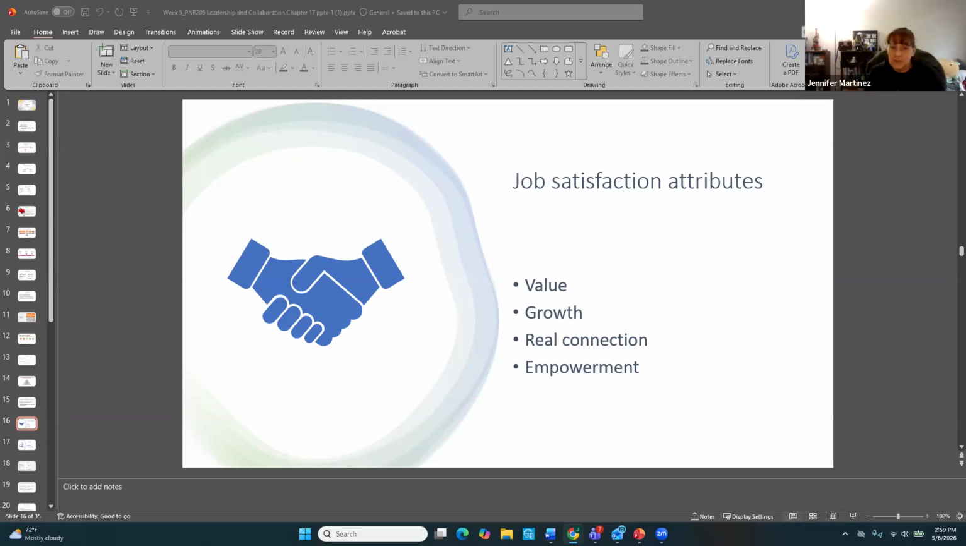Who's ever worked in a place where you just come in, you do your job and leave? You weren't able to build relationships with the people there. It was just more of an uncomfortable situation. Has anybody ever worked in a place like that? Janika's like, yeah. Okay. Does it make you want to stay?